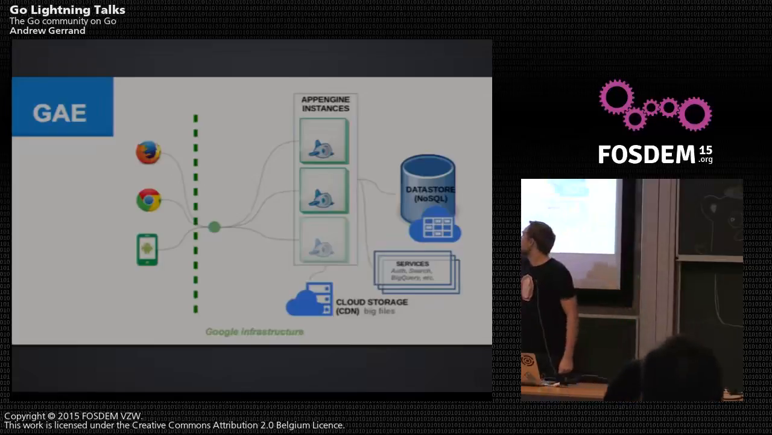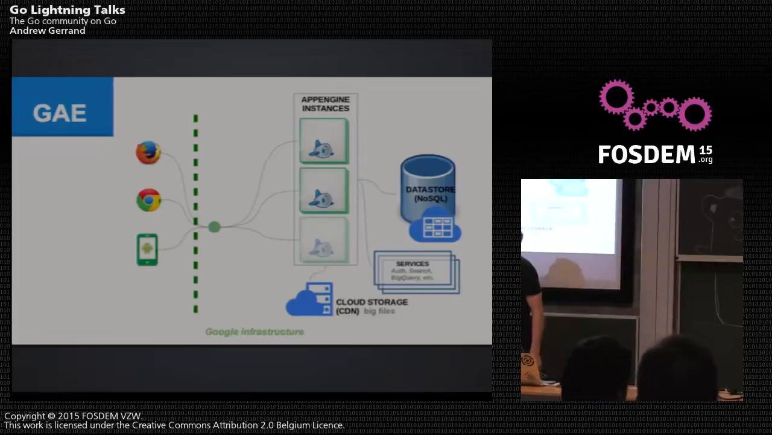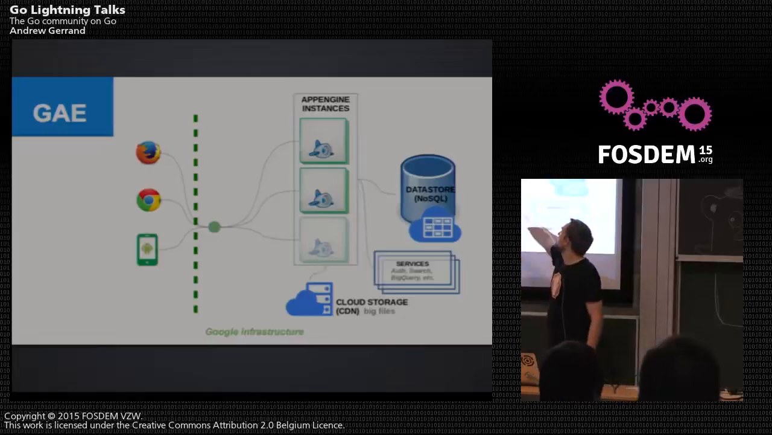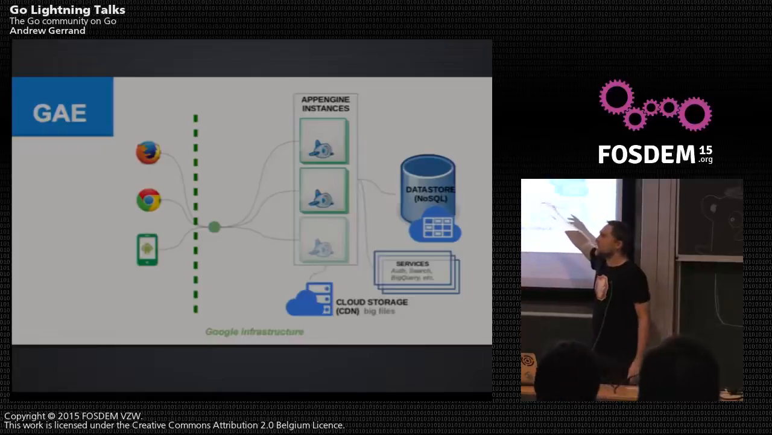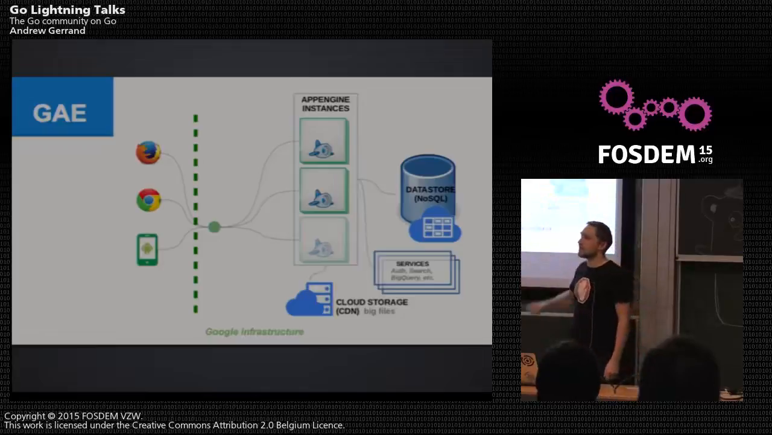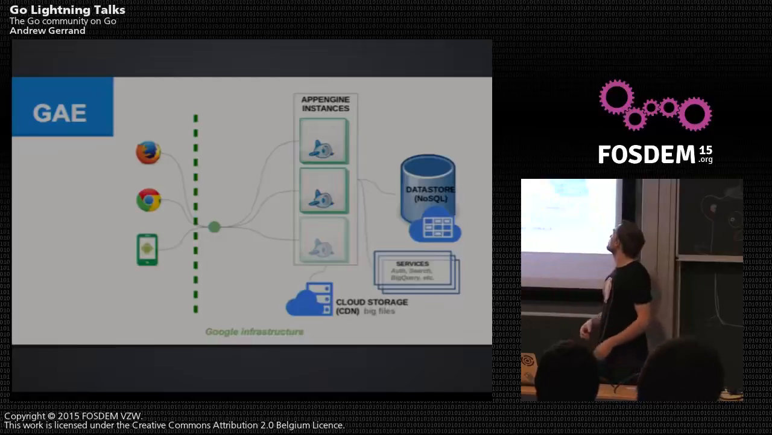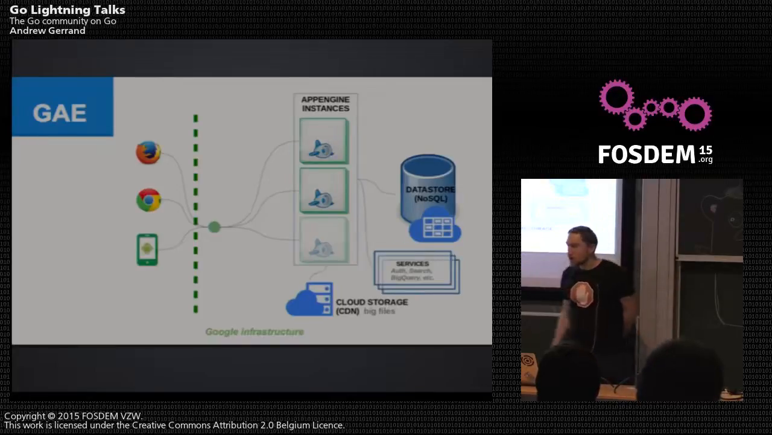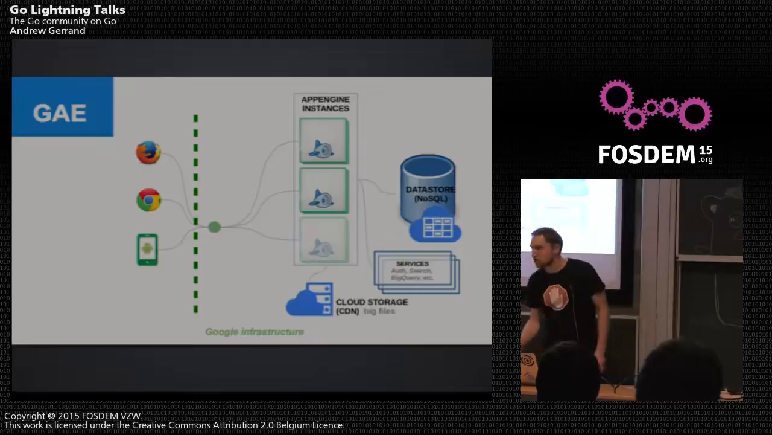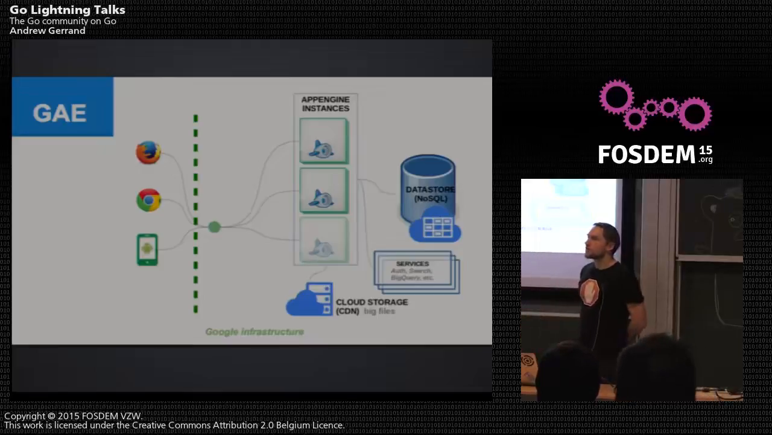So the HTTP request that comes from your browser goes to one of the instances. It can be any one of the instances. That's why it's very important for the instance to be stateless. And then it fetches some data in the datastore or various services that are provided by the Google infrastructure. Unless, of course, in a certain number of specific cases, your instance is not used at all for the request.